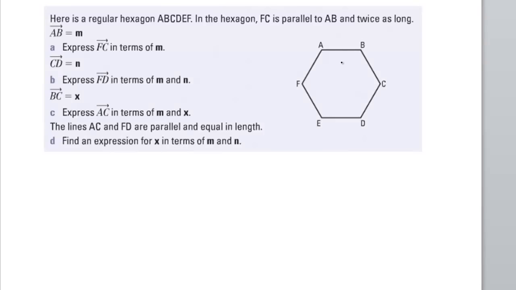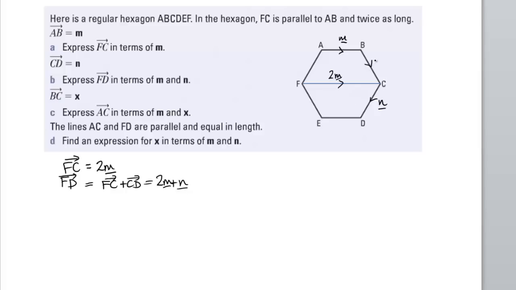Regular hexagon again, it's a common one. So A to B is m. FC, we're told, is parallel to AB and twice as long. So here we go. F to C is 2m. It's parallel, so it's a multiple of m, and it's twice as long. So we've answered it. F to C is 2m. Express F to D in terms of m and n when we know that this vector C to D is little n. So FD, let's use what we've already got. It's F to C added to CD. So it's 2m add n.